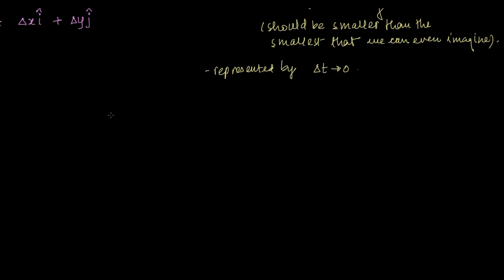So we say that instantaneous velocity is limit delta t tending to 0 delta r upon delta t. Do we understand what it means? It is limit delta t tending to 0 delta r upon delta t.